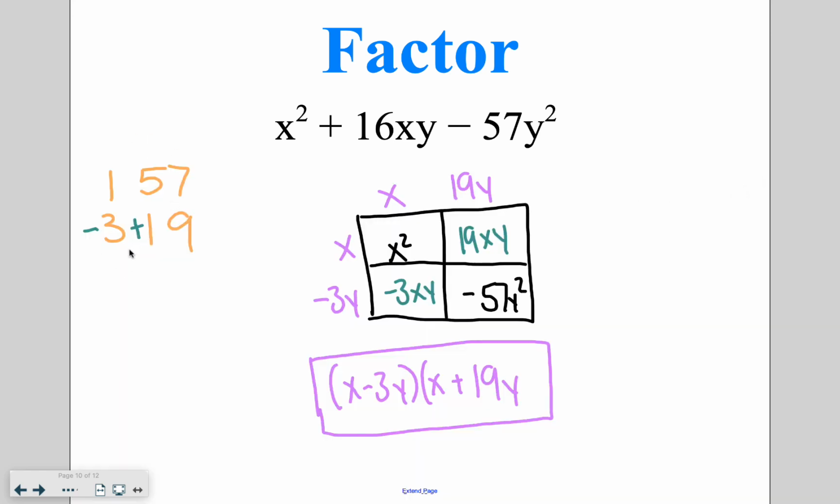So we list our factors of 57. To get to 16, I have a negative 3 and a positive 19. Pulling out our factors and closing our parentheses, we end up with x minus 3y and x plus 19y.